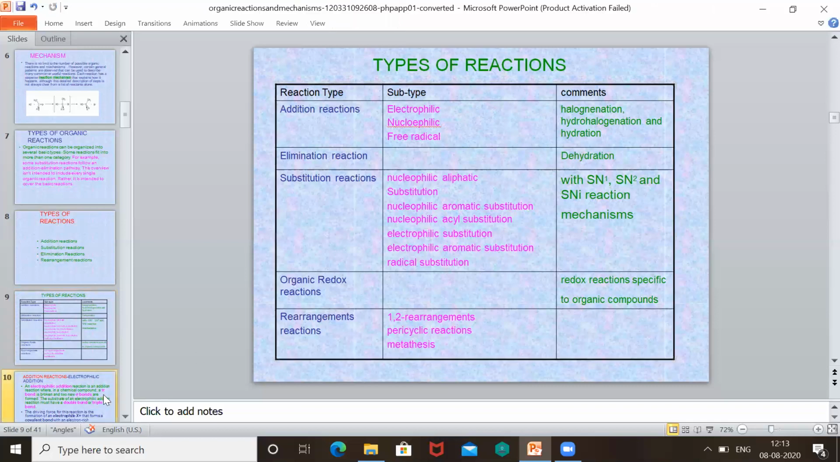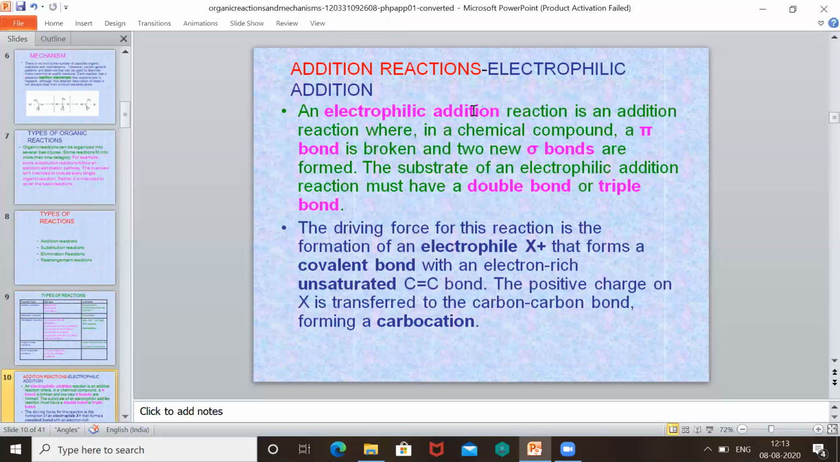Let us see one reaction in today's class: the addition reaction, that is, the electrophilic addition reaction. An electrophilic addition reaction is an addition reaction where a chemical compound's pi bond is broken and 2 new sigma bonds are formed. In addition reactions, an unsaturated compound becomes saturated. This is called an electrophilic addition reaction.